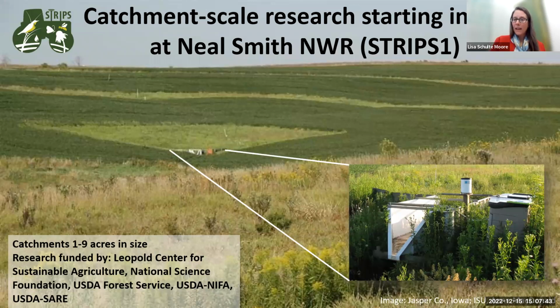Research done by my colleague Matt Helmers looked at water quality. You can see some of our instrumentation there in the lower right hand portion of this figure. A key point I want to make with this initial research that we did with prairie strips is that it was done on a catchment scale. And these catchments were fairly small in size, between 1 and 9 acres. And the prairie strips that you see here are between about 20 and 30 feet wide on the upslope and up to 100 feet wide in that lower slope position. We started this research in 2007.